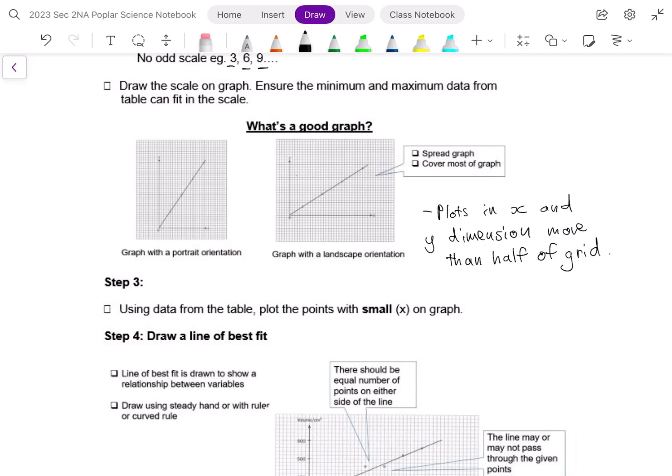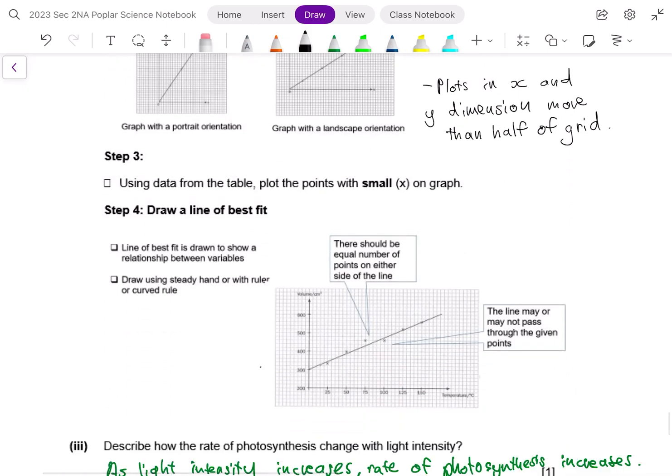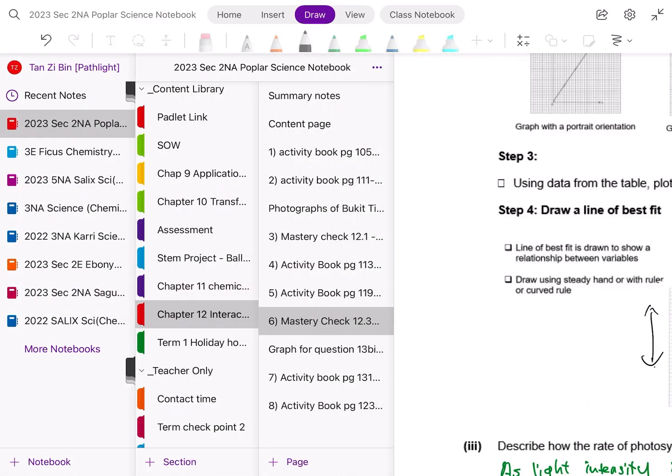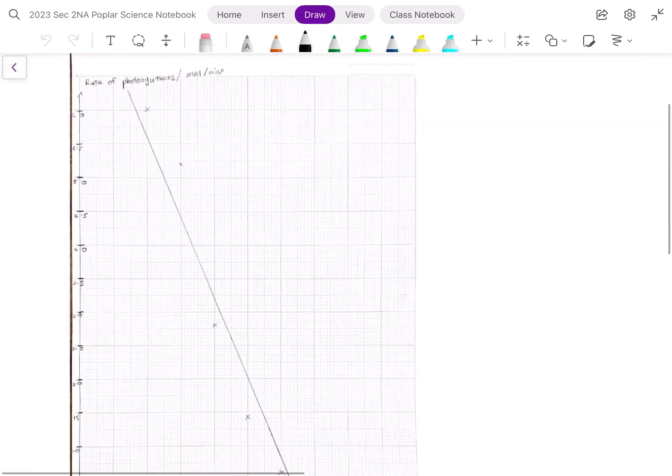So how I see it is that you can count the plots, for example there's 1 2 3 4 5 6. Make sure in this dimension it is more than half of the grid. Also make sure in this dimension it is more than half of the grid. Later on I'll show you how using my graph. You can have a look over here.